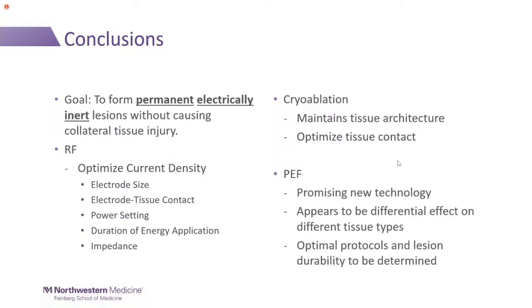The goal is to form permanent electrically inert lesions without causing collateral injury. So with radiofrequency, your goal is to optimize current density, okay? Electrode size is important, power delivery, electrode tissue contact, duration of energy application, and impedance, as we discussed. Cryoablation is nice in that it maintains tissue architecture, and your goal is to optimize tissue contact. And pulsed electric fields are promising. They appear to have a differential effect on different tissues, but optimal protocols and lesion durability are still TBD.